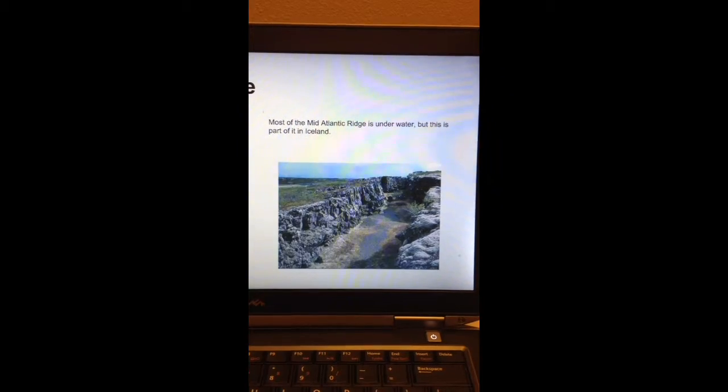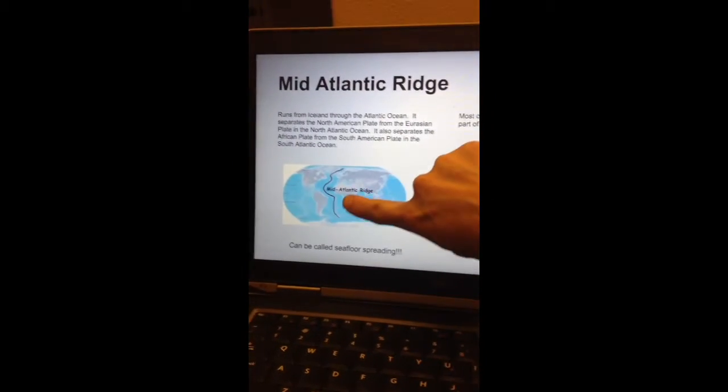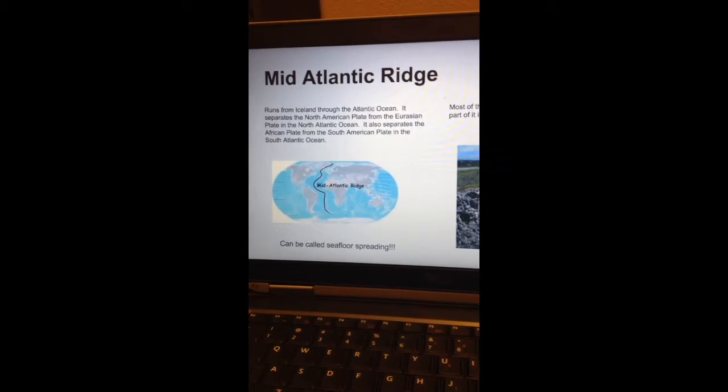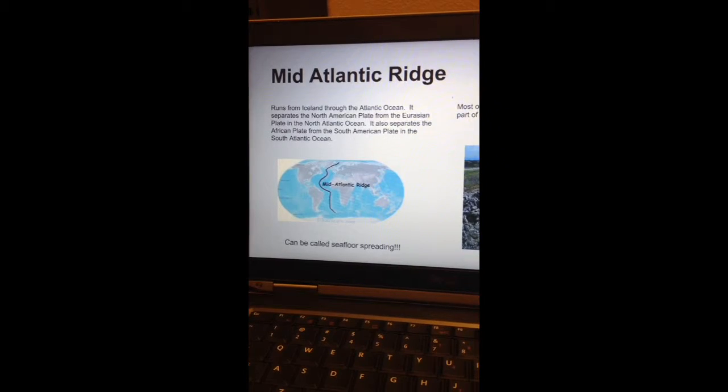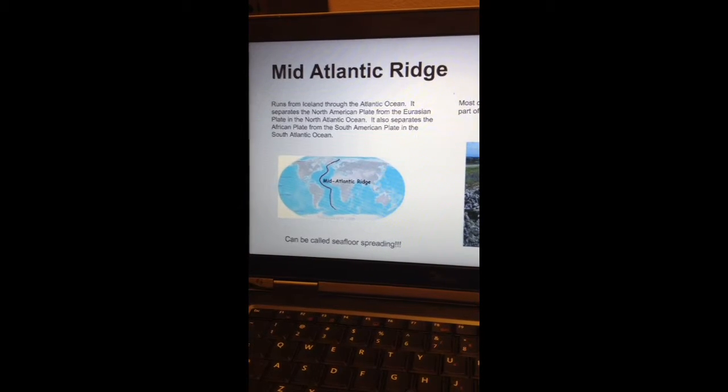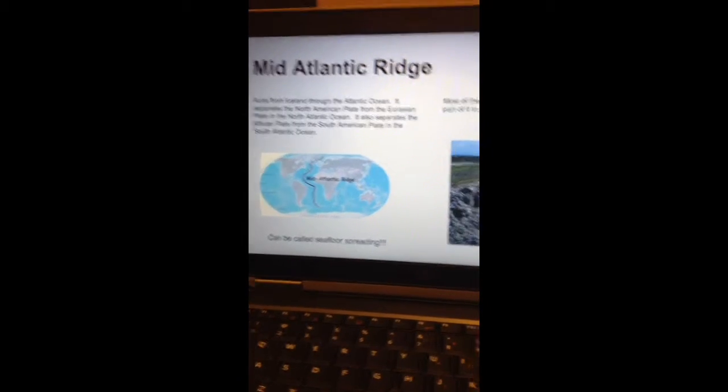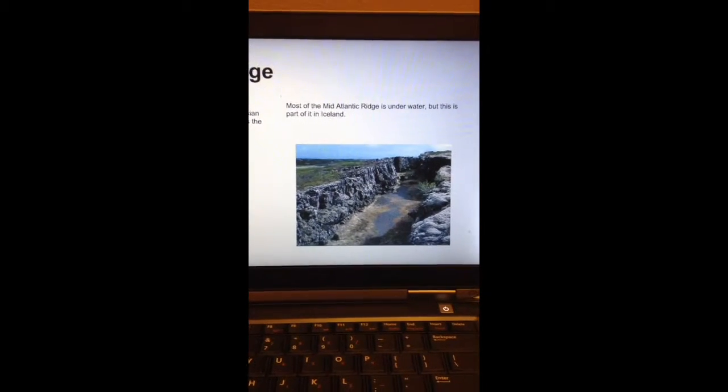Okay. The Mid-Atlantic Ridge runs from Iceland all the way through to the South Atlantic Ocean. Most of that's underwater, so we would have had that seafloor spreading going on. Some of that, like in Iceland, which is pictured over here, happens on top of the land.